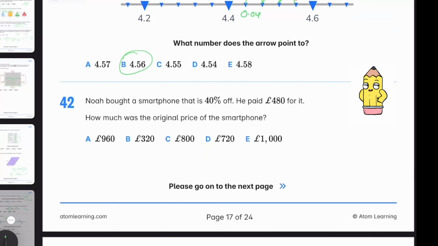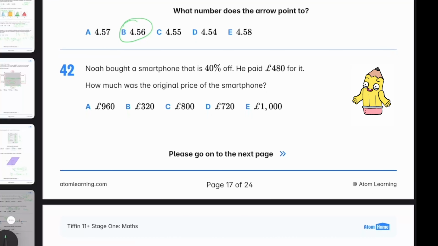Question 42. Noah bought a smartphone that is 40% off. He paid £460 for it. How much was the original price of the smartphone? We know that after a 40% reduction, the new price is £480, which means this is the value of 60% of the phone.